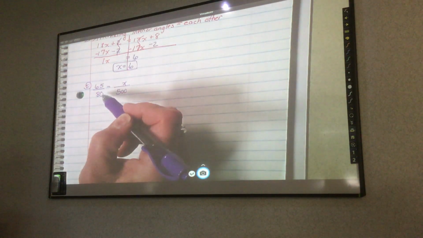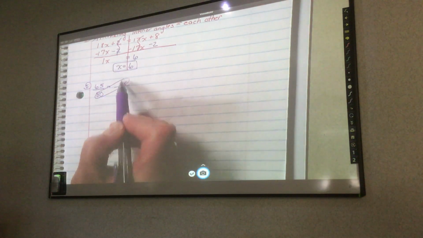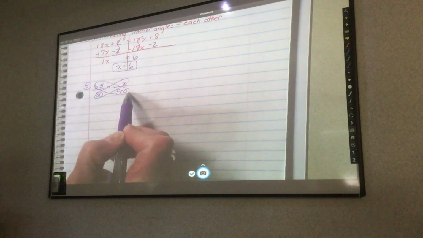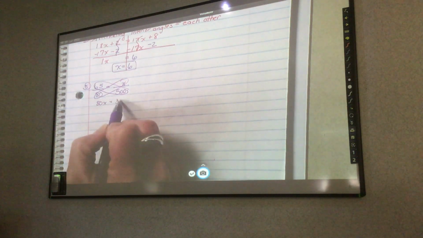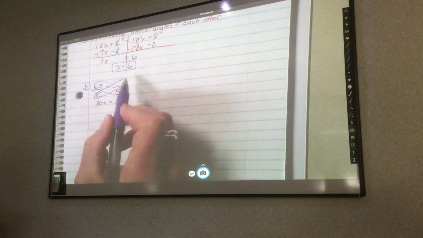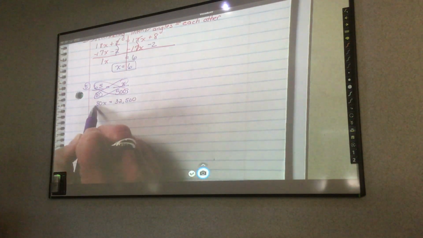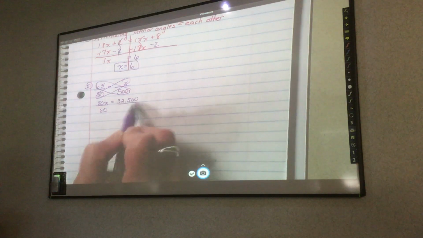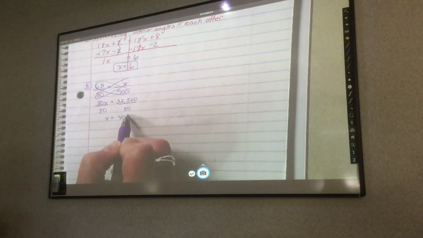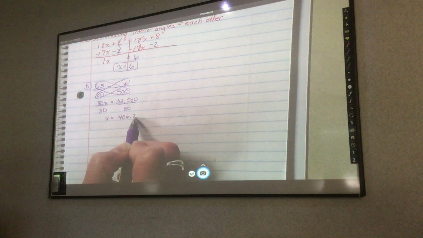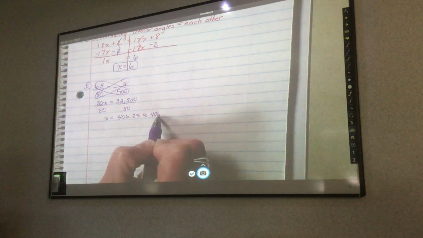I don't know how to get from 80 to 500. So I'm going to do my cross multiplication, showing that I have 80x equals this 65 times 500, which was 32,500. Then I'm going to divide by 80, x equals 406.25, which is approximately 406 people.